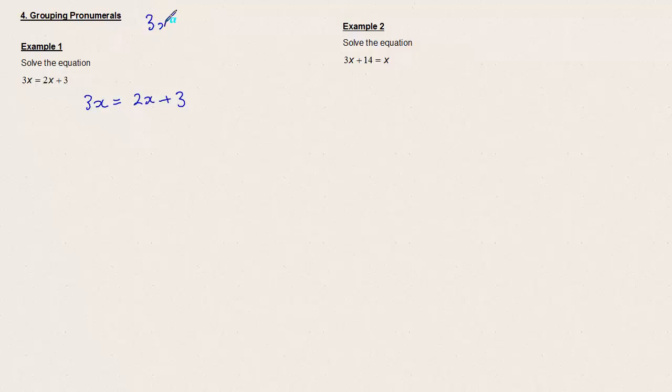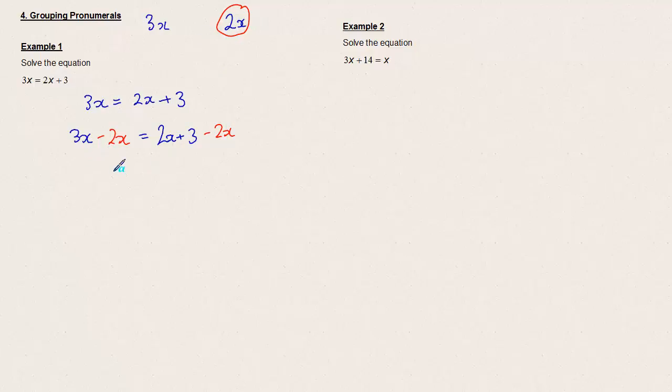On the left we have 3x's, on the right we have 2x's. So it should be clear that this is the smaller number of x's. It's a positive 2x, so we can remove the x's from this side by subtracting 2x. But if we do that to the right, we need to do it to the left. So we have 3x, and we'll subtract 2x, is equal to 2x plus 3, and of course we need to subtract 2x from there as well.